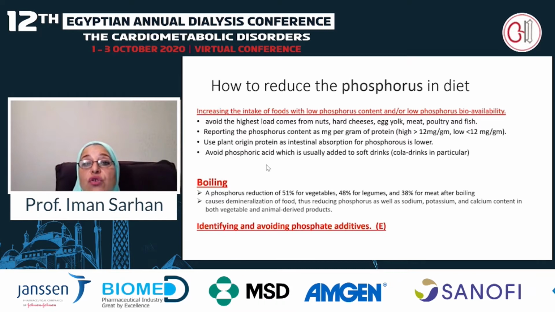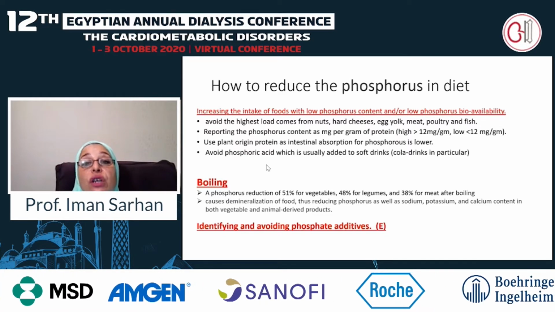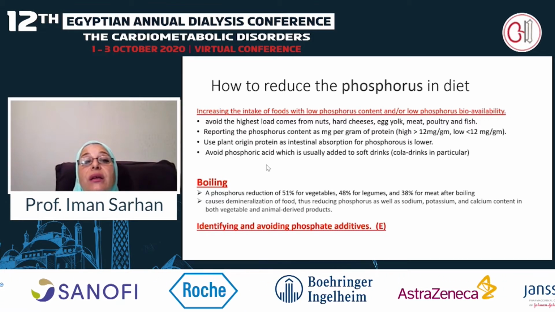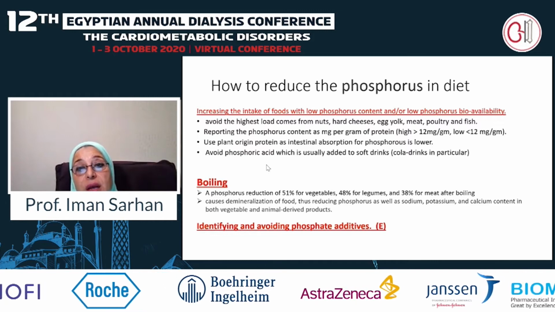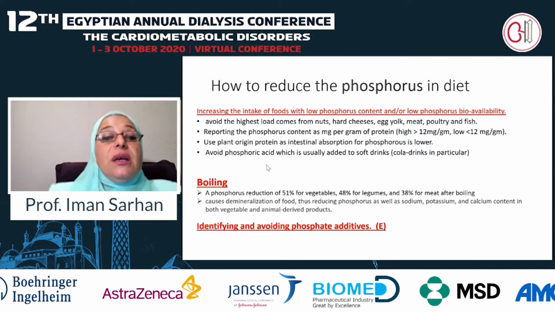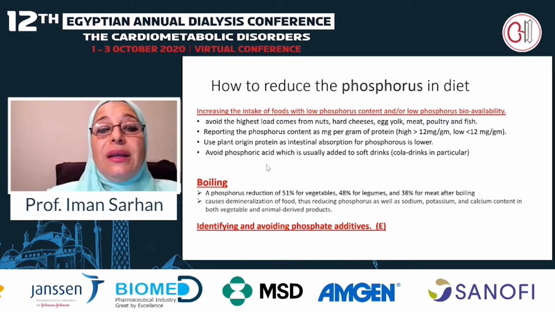ان استخدم البلانت اوريجين بروتين لان الانسان ابزوربشن بتاعته بتبقى قليله. هافويد كل الحاجات اللي فيها فوسفورس اديشن، مهم جدا. اي حاجه فيها فوسفوريك اسيد غالبا كلها بتبقى ادد للسوفت درينك، كل ده ماست بي افويد. اقلل الفوسفورس ثاني ازاي؟ نعمل ايه؟ بويلنج.